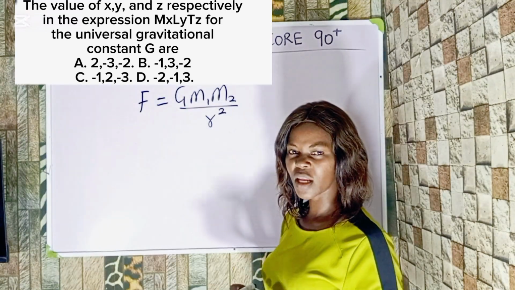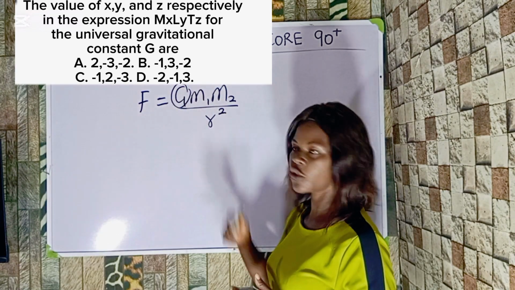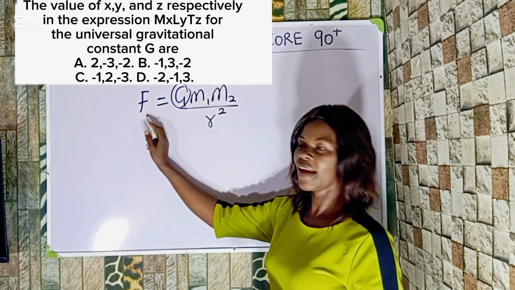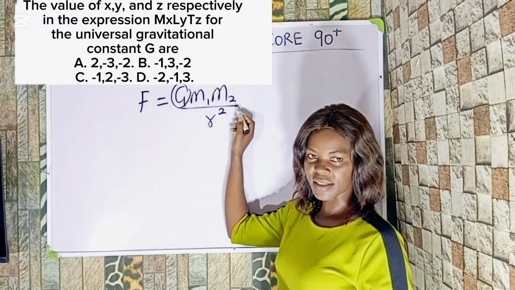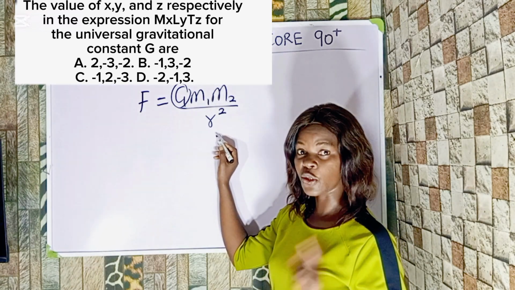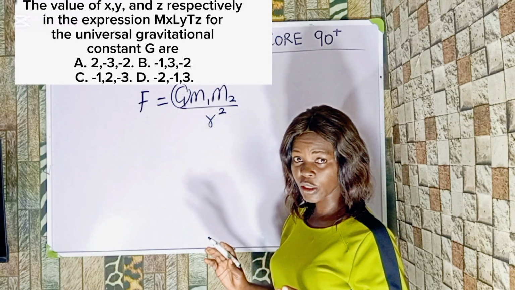Now from this particular question, what you're looking for is this. That is G, right? So we must make it the subject. That is the first thing. Remember that F is our force and M is our masses. We have two masses, m1 and m2. Then this r is the distance separating the two masses in the universe. Okay? So let's go. By making it the subject, we're going to say cross multiply.